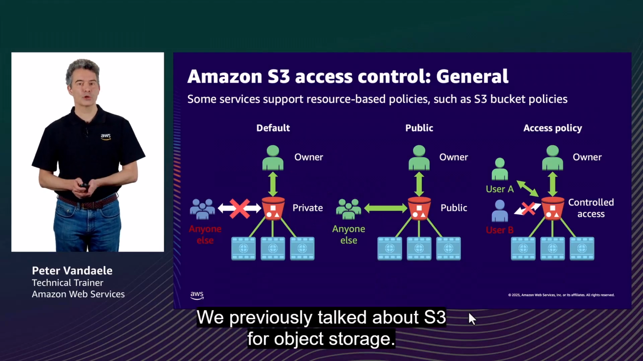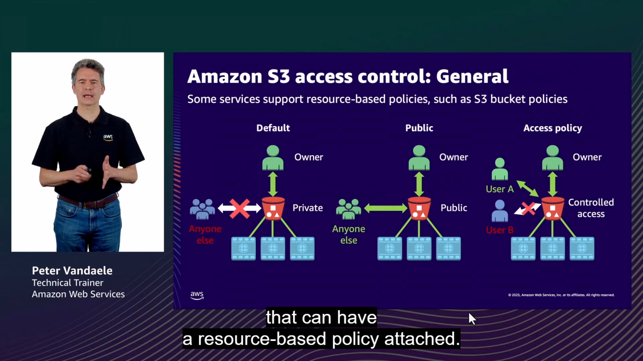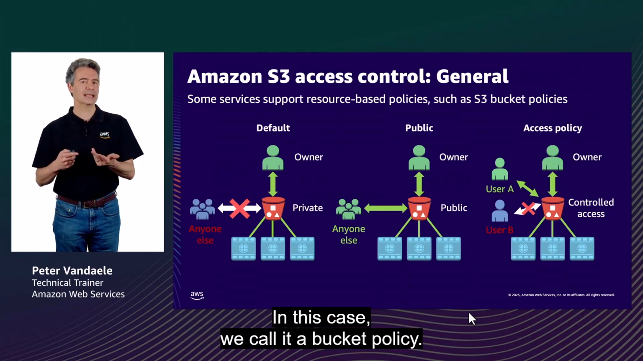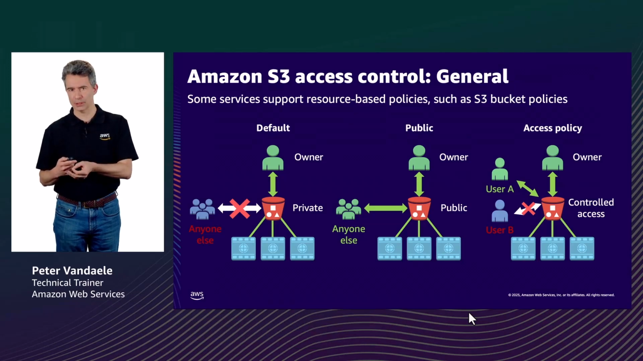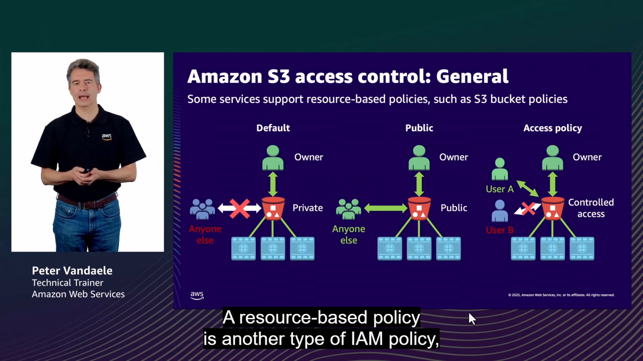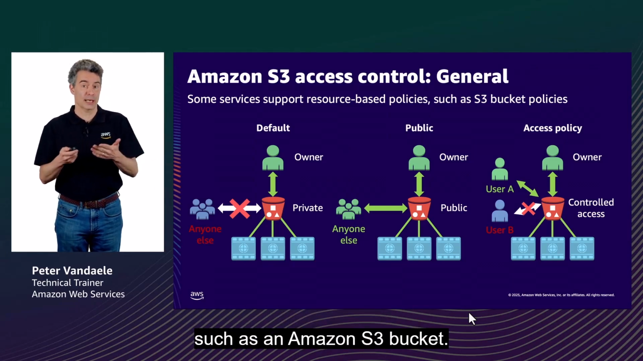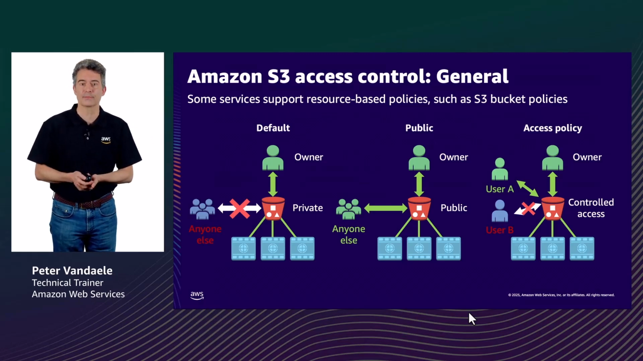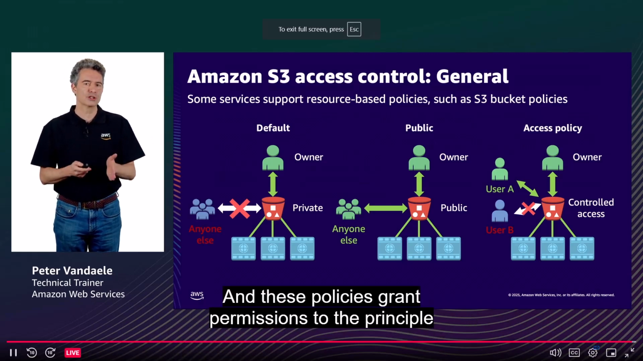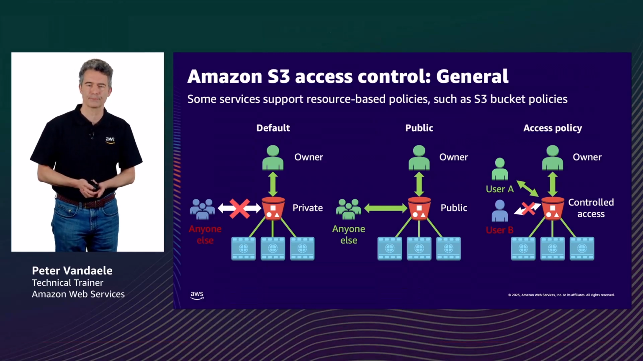We previously talked about S3 for object storage. S3 is an example of a service that can have a resource-based policy attached. In this case, we call it a bucket policy. A resource-based policy is another type of IAM policy, but that is attached directly to the resource, such as an Amazon S3 bucket. And these policies grant permissions to the principal that is specified in the policy.